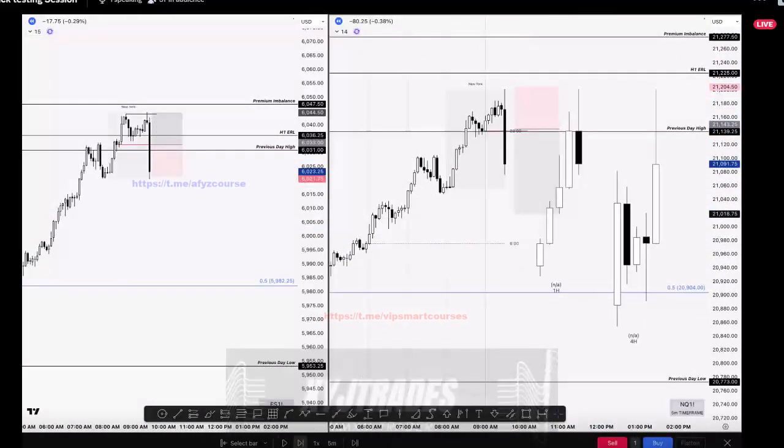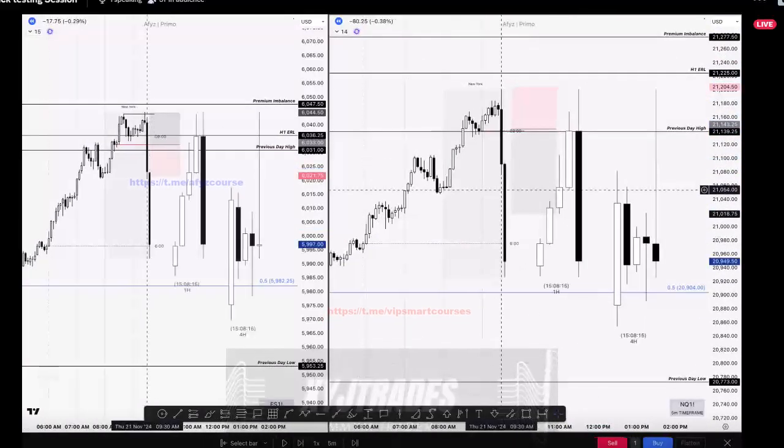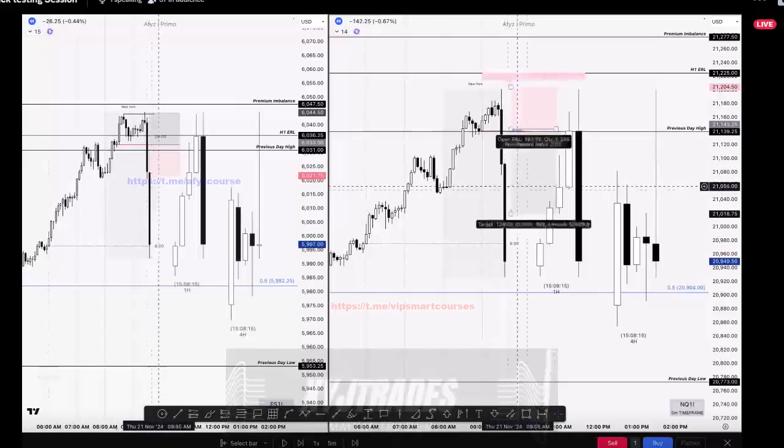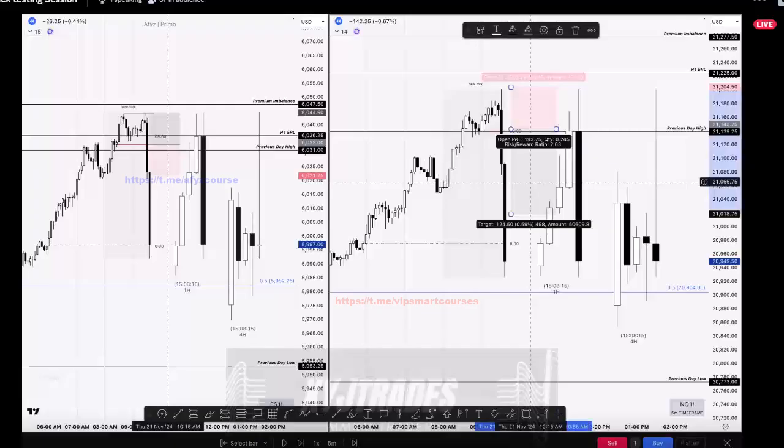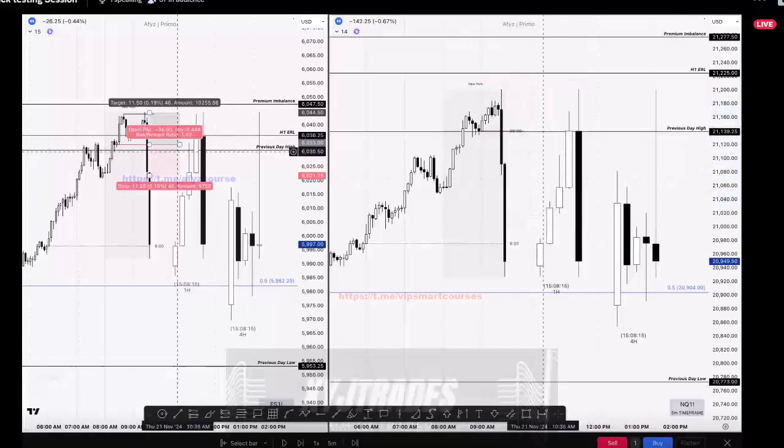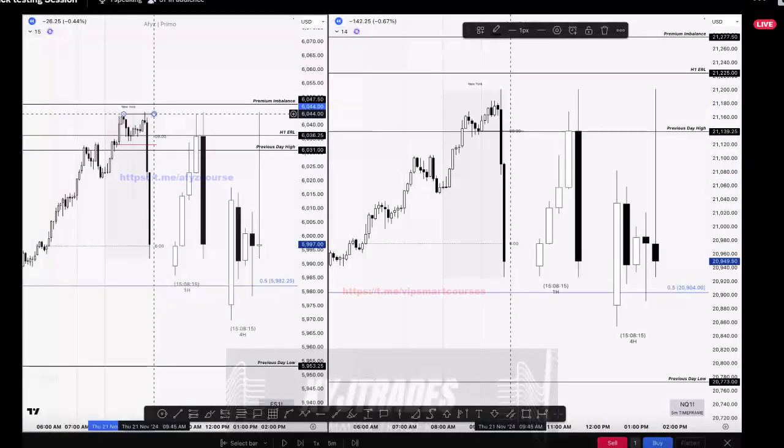As you notice, I don't get a retest. So what does price do? Goodbye. Right? It goes without me, and that's okay. I don't get a trade. Unfortunately, I did not get a trade here. And that's fine. We had the right idea. Our model printed. It gave us 2R, but it did not retest.